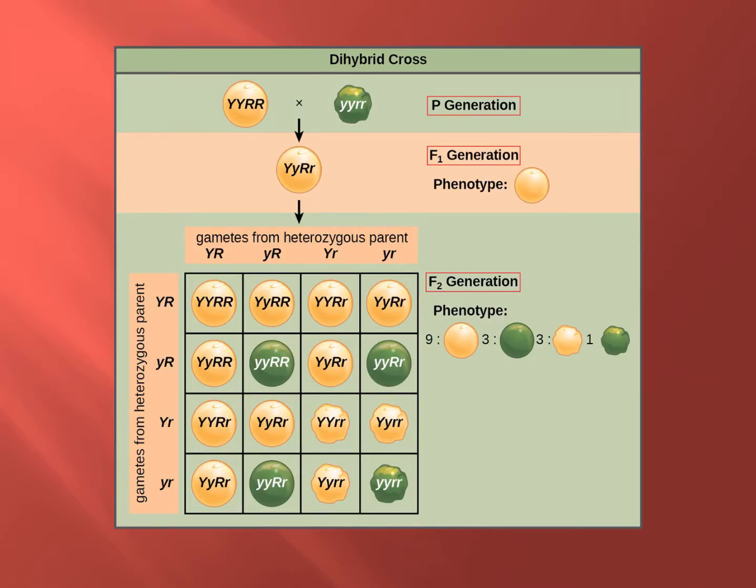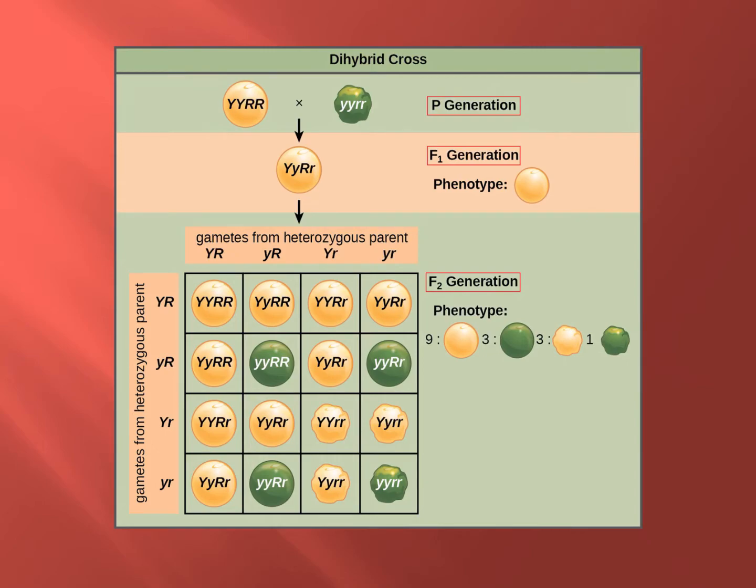Okay, so here's another dihybrid cross, and this time instead of looking at blood type, you're just looking at 2 different traits. So the first trait is the color, and then the second trait is going to be the shape of the pea, so whether or not it's round or kind of wrinkled.